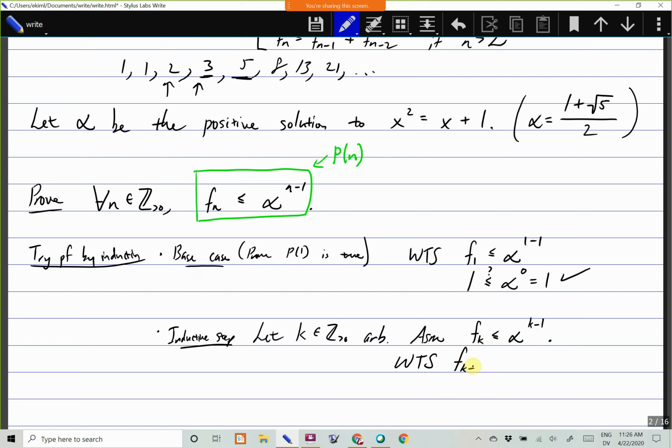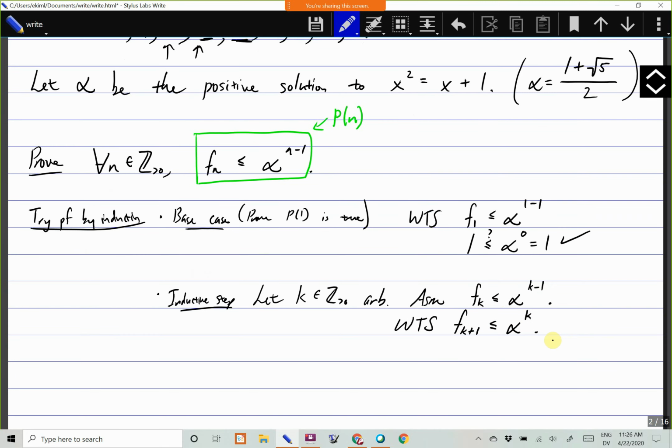So we'll have f sub k plus 1 less than or equal to alpha to the, let's see, k plus 1, then minus 1. So how about we just simplify that to k, the plus 1 minus 1? We have not done this proof yet, of course, but are we clear with the outline of this before moving on?